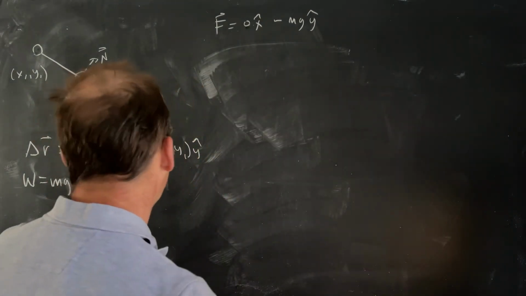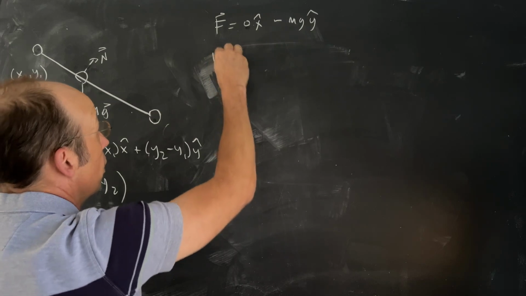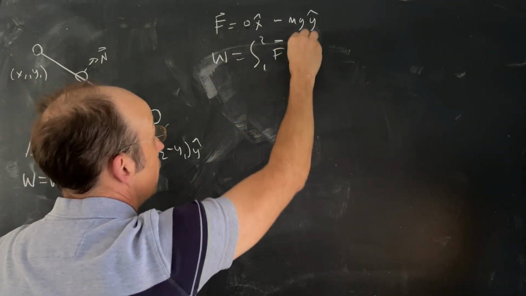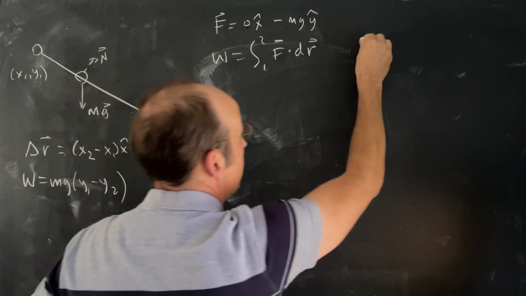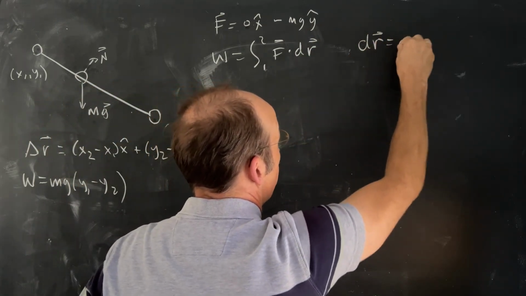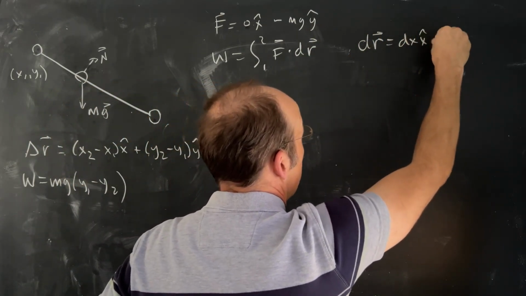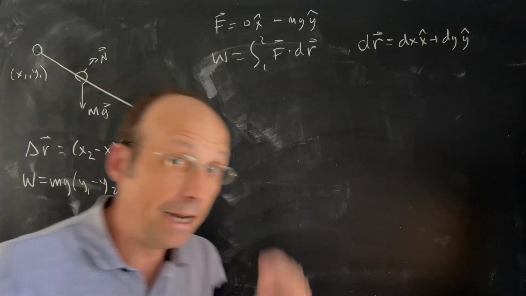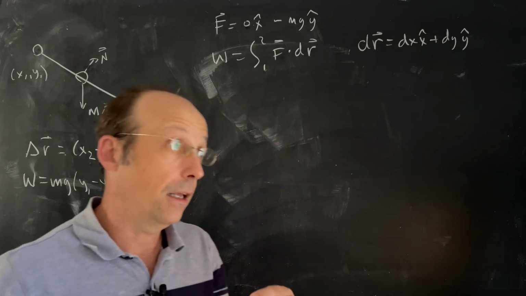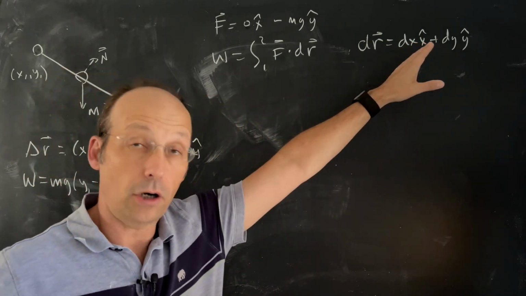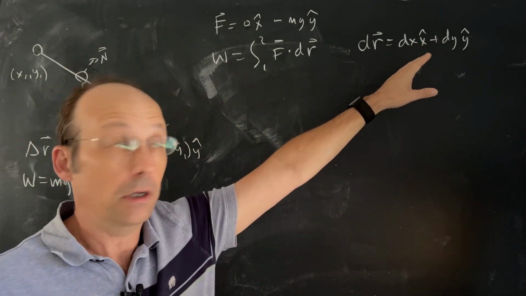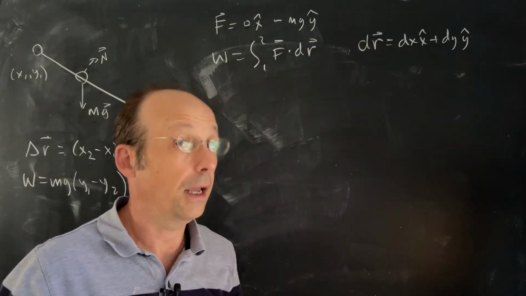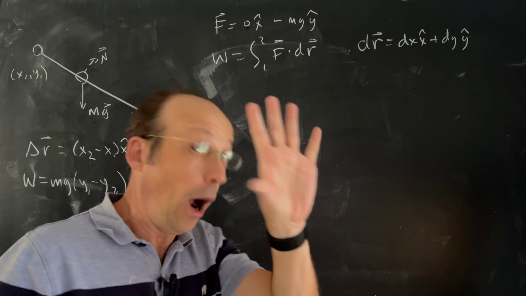So now we're going to say work is the integral from 1 to 2 of F dot dr, and I'm going to say dr is the vector dx x hat plus dy y hat. And now I'm going to give you my mandatory reminder that that's always dr. Don't worry about the direction. The direction comes from the limits of integration, not from dr. Again, I made that mistake a whole bunch of times.